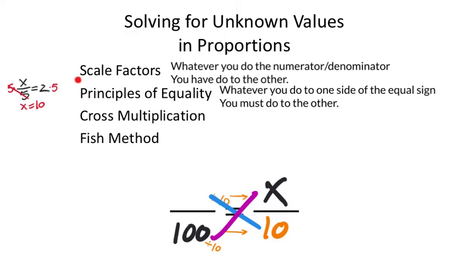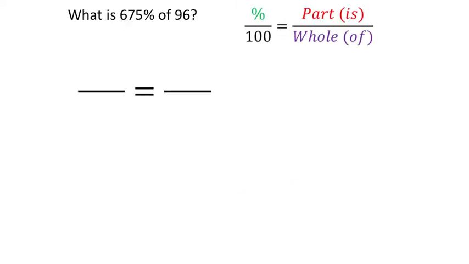I'm not going to go into that. Scale factors as well. I'm not going to worry about that too much because, generally speaking, most students prefer either cross multiplication or fish method. So that's what I'm going to show, and then you can determine which one you like the best and use it. Unless you remember scale factors or principles of equality, you can always use those. It's really up to you. I don't really care which method you use. Use a method that works and then stick with it. Okay, but again, first we've got to be able to set these up.